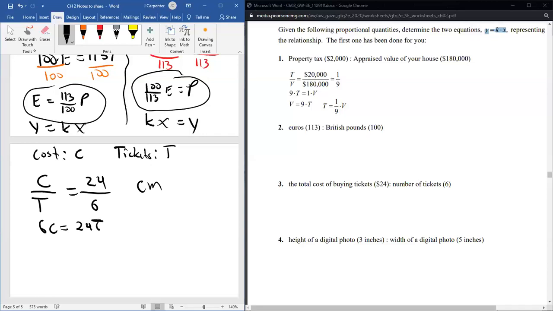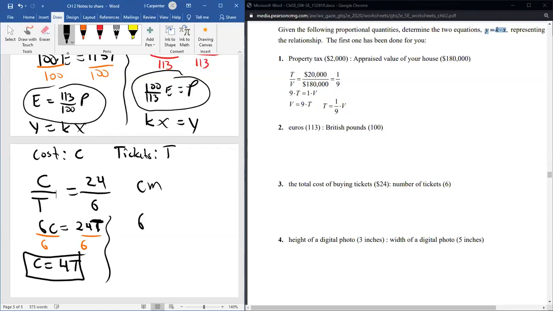You could have reduced that first. I honestly generally don't. There's nothing wrong with that, but this is just the way I do things. And then it's a matter of, well, if you want to solve for C, you divide both sides by 6, which would give us C is equal to 6 goes into 24 4 times, so 4T. That would be one answer.